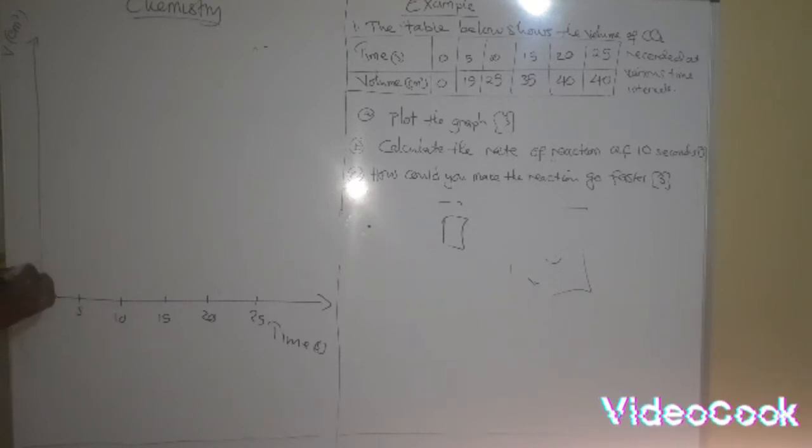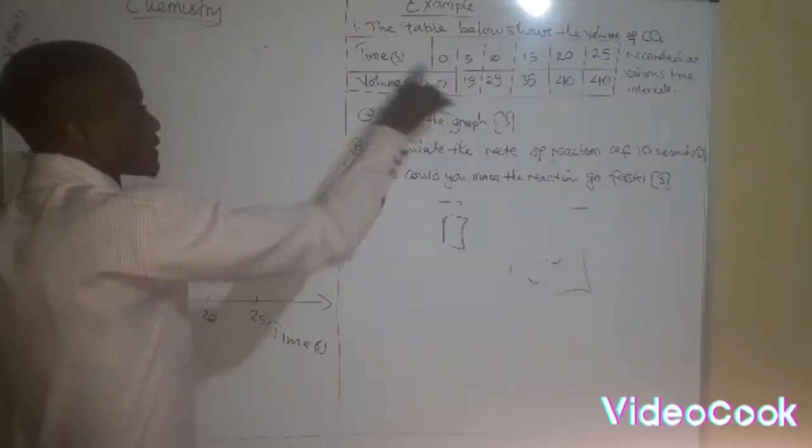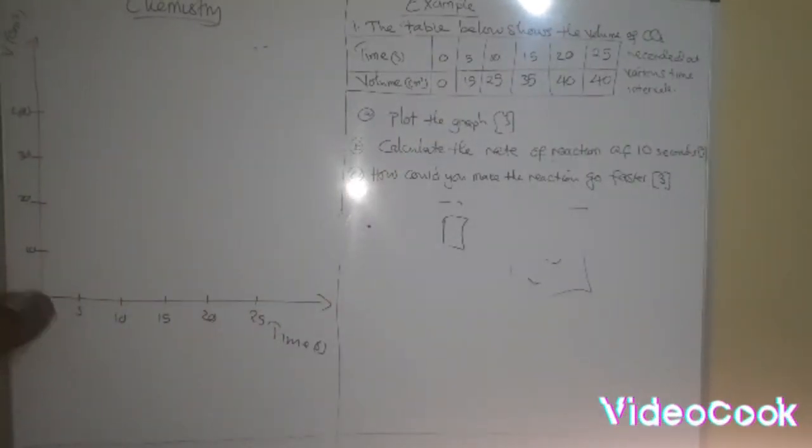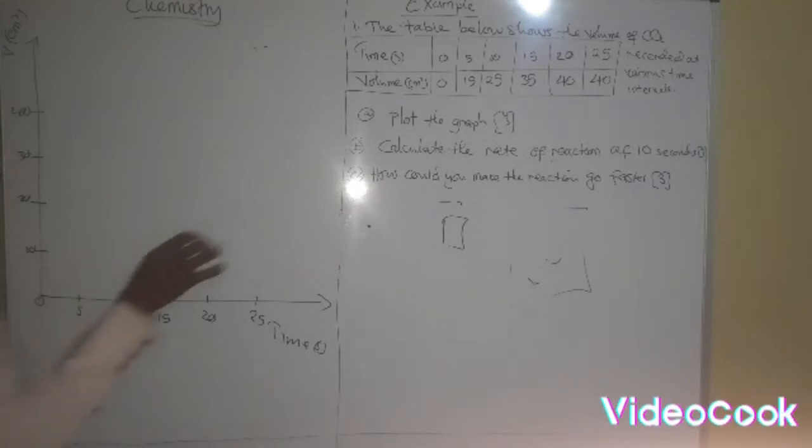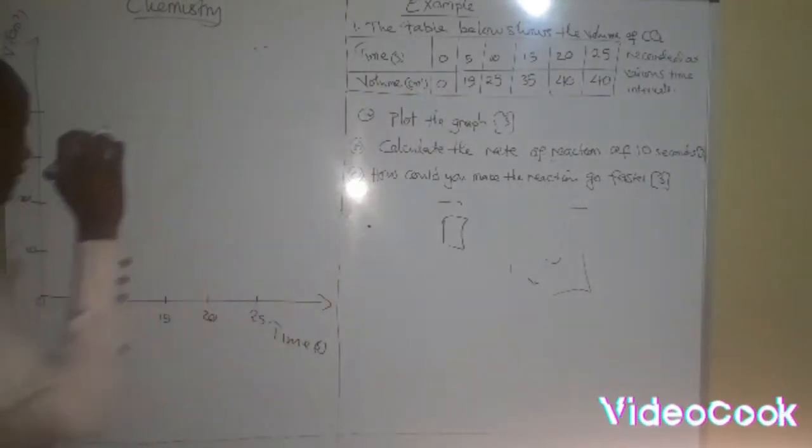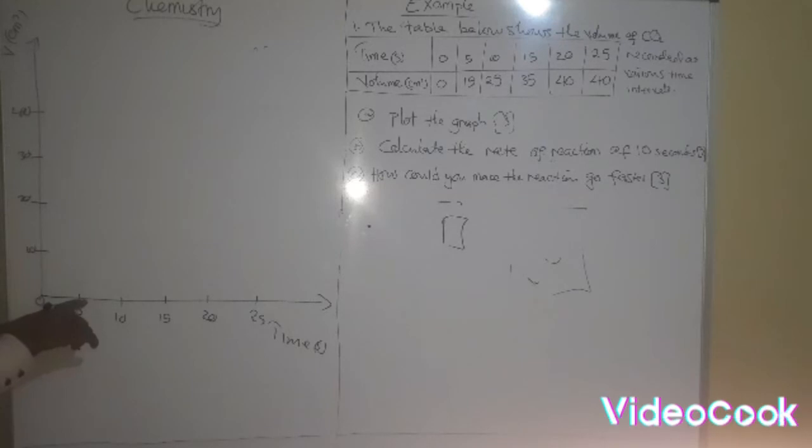So we have 10 here. You can use any numbers to count. Okay, we have 20, 30, we have 40, like that. Now, for us to start plotting, the first point is 0, 0. So 0, 0, which is there, you can see that there. The second point is 5, 15. So time is 5. Then the volume is 15, which will be between 10 and 20 here.